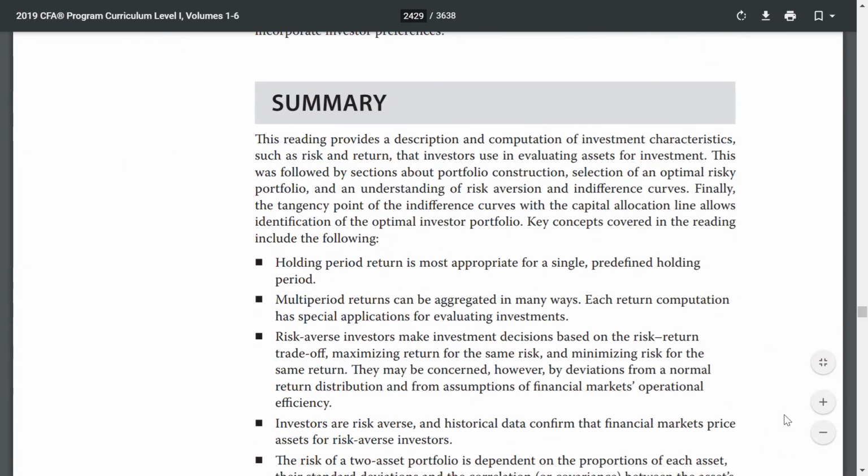This reading provides a description of the computation of investment characteristics such as risk and return, which investors use in evaluating assets for investment. This was followed by a section about portfolio construction, selecting the optimal risky portfolio, and an understanding of risk aversion and the indifference curves. Finally, the tangency point of the indifference curves with the capital allocation line allows identification of the optimal investor portfolio. Key concepts covered in this reading are included below.